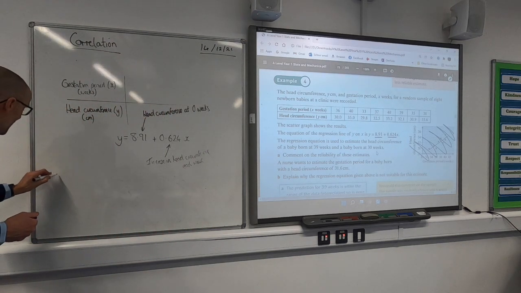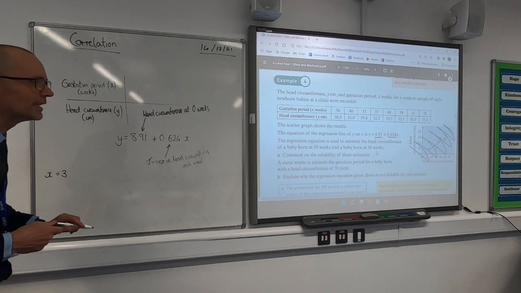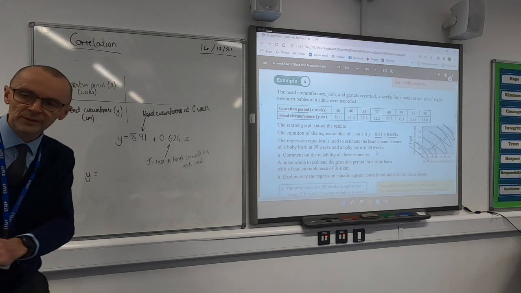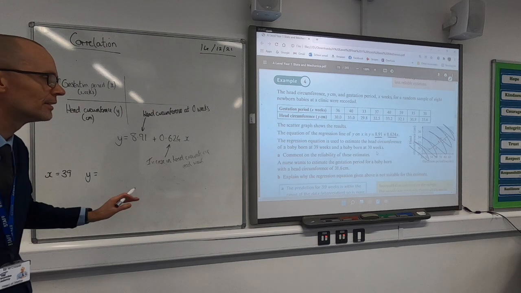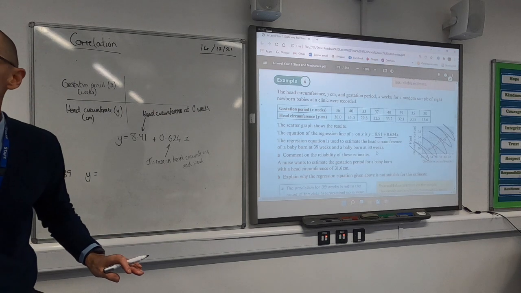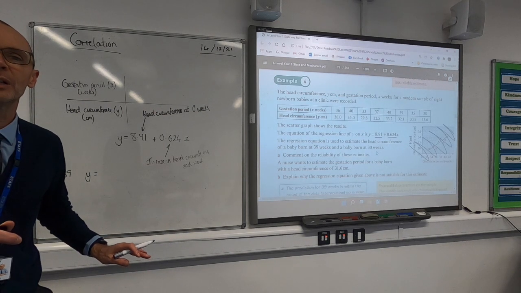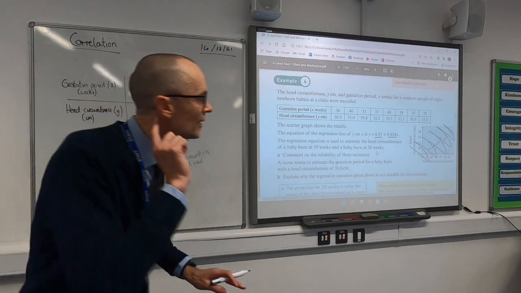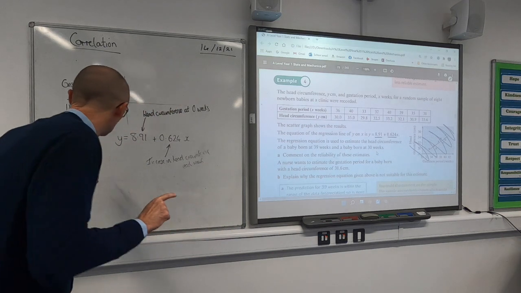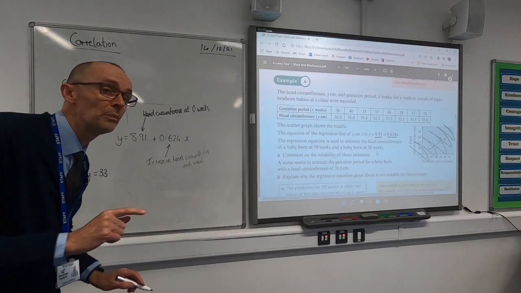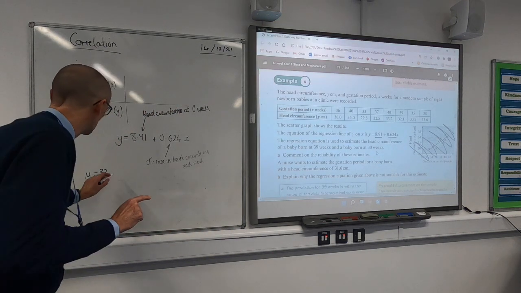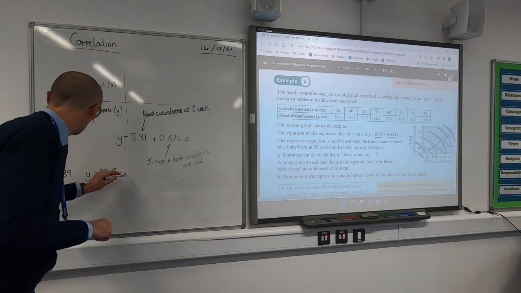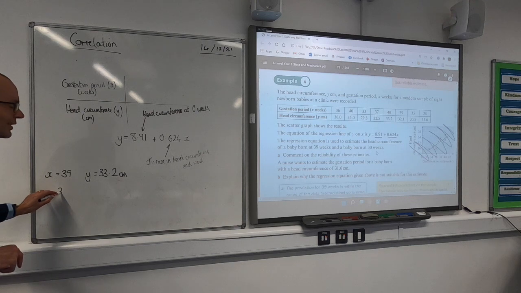So when x is 39, Tegan, do we get a value for y? No. Lily, got a value for y when x is 39? Say again, sorry? 34.2. So I'm going to say it's around 34.2, and that's centimetres. And Charlie, when x is 30?